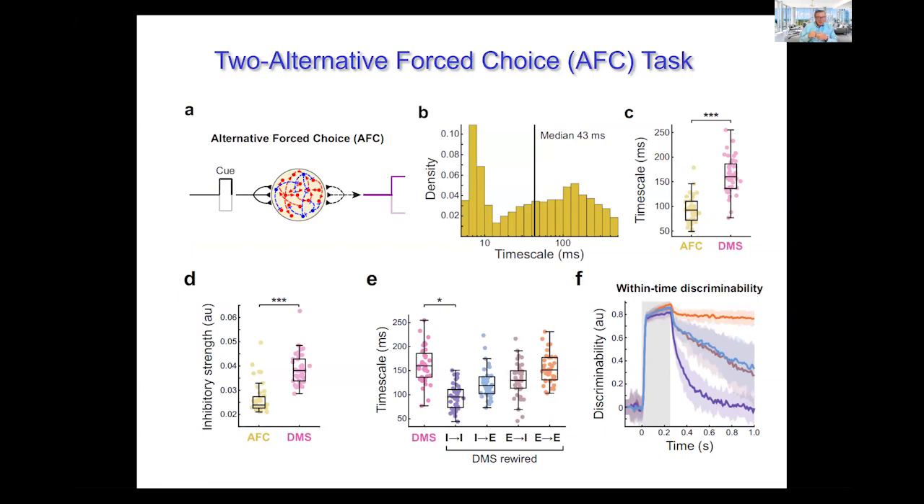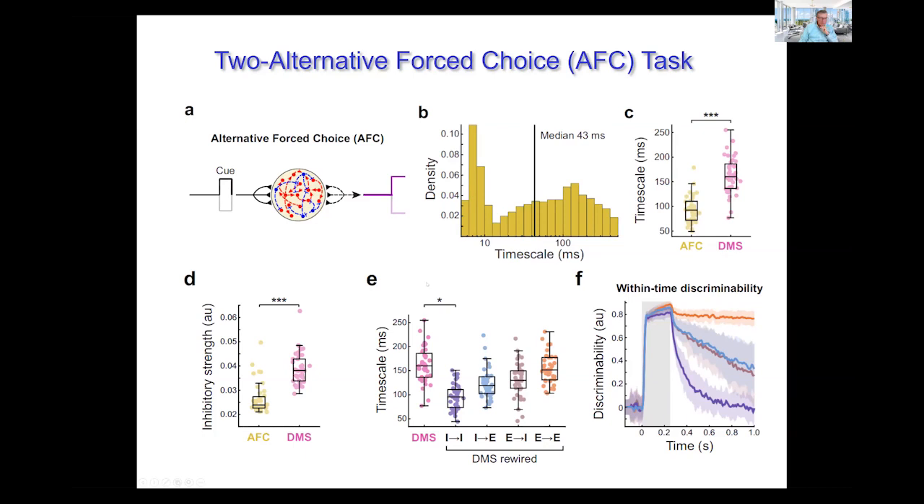So let's compare the delay period task to a task that doesn't require any working memory. And this is an example of alternative forced choice, another common task that's given to monkeys. And the idea is that without any delay, you just have to respond to a cue. Either the cue is up, in which case you press one button, or the cue is down and you press another button. And so training up the recurrent network and transferring it to the spiking network, you can see here that the median is much lower. It's 43 milliseconds rather than up here above 150. So this suggests that it's those neurons with long time constants that are really the ones that are responsible.